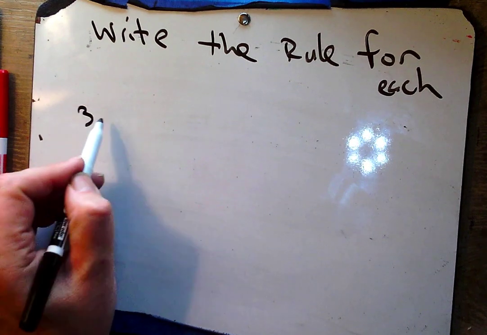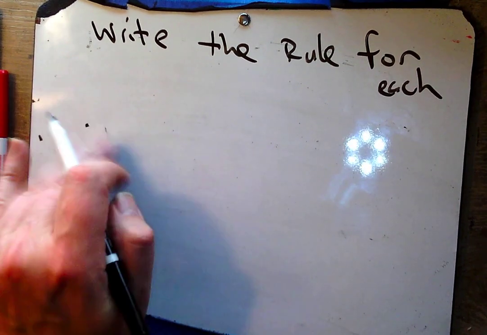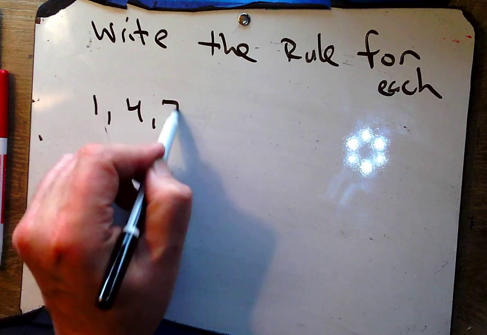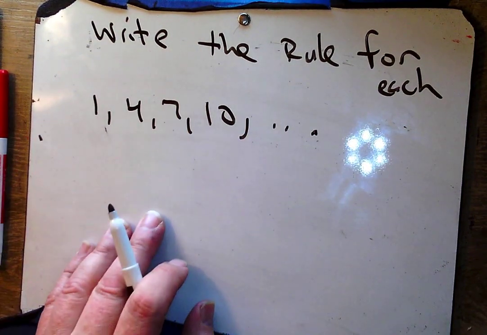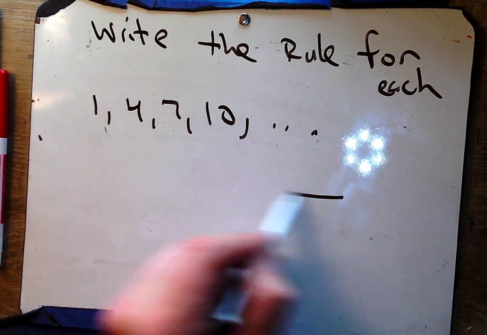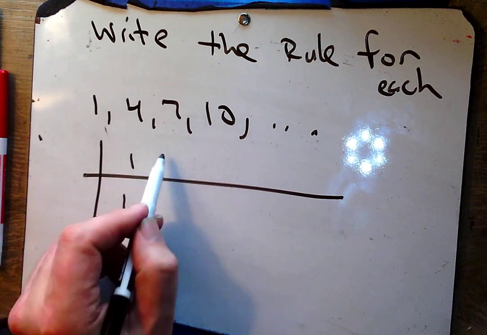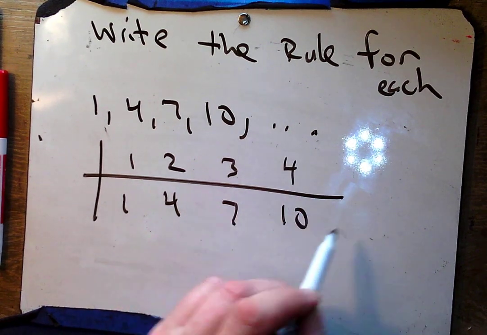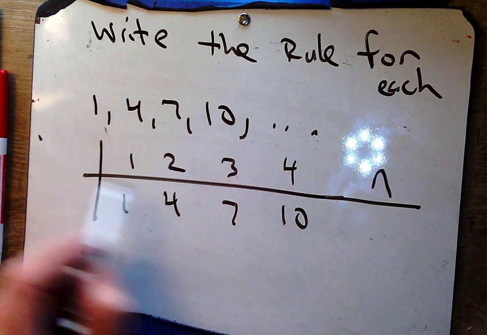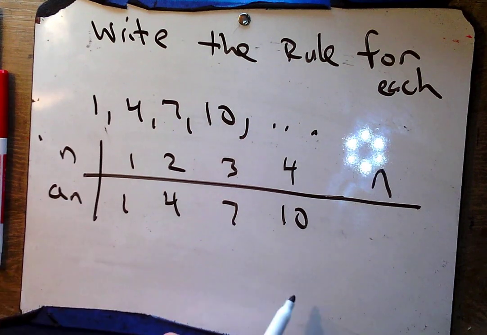We've got 3. Oh no, sorry, this one. 1, 4, 7, 10. So what rule can we have here? Okay, so first term is 1, second term is 4, third term is 7, fourth term is 10, and I want to know what the rule for the nth term is.